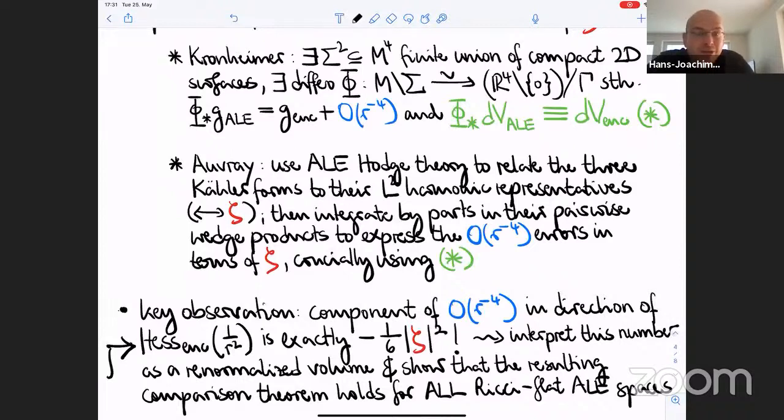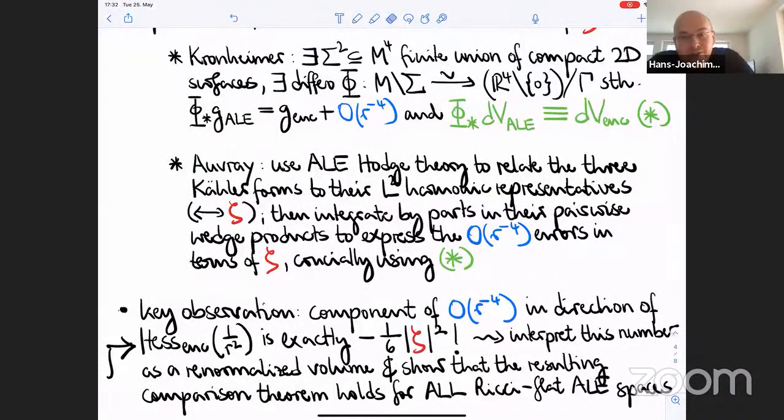So 1/r² is a harmonic function on R⁴. Take the Euclidean Hessian, you get a symmetric 2-tensor. So a deformation of the flat metric as a Riemannian metric, and indeed as a Ricci-flat Riemannian metric. And the component of these Auvray terms in the direction of this most canonical term is exactly -1/6 times the norm squared of the period vector zeta.